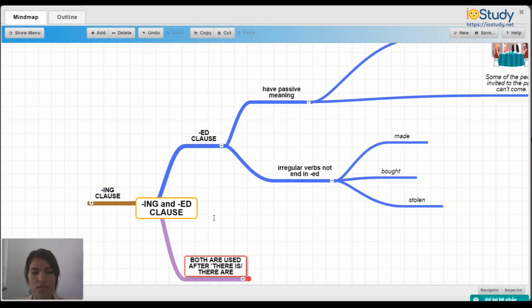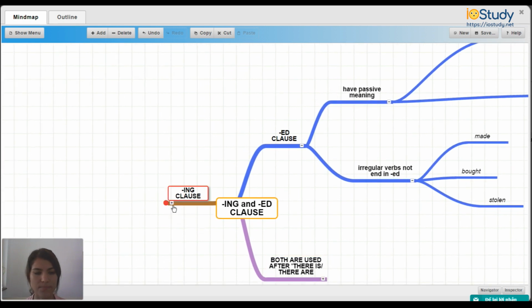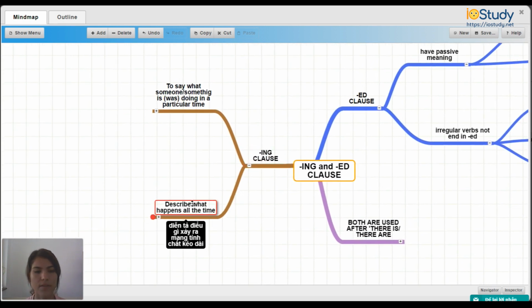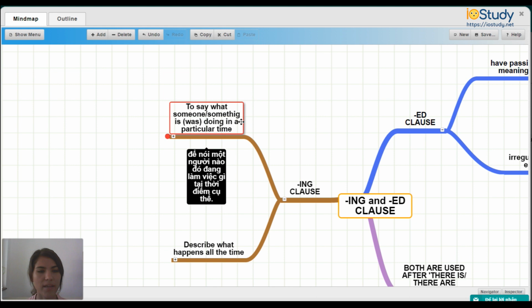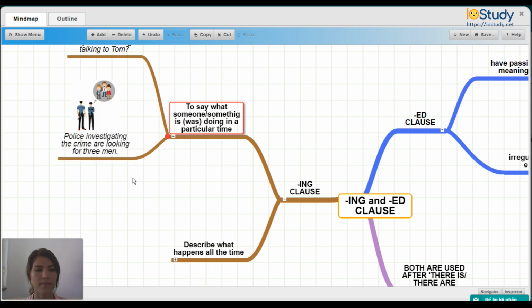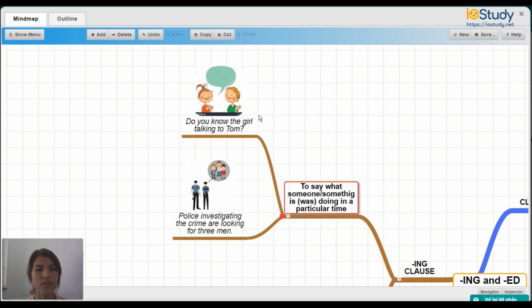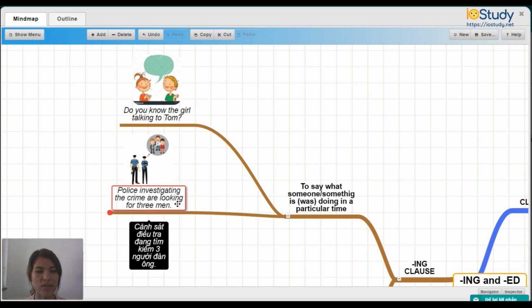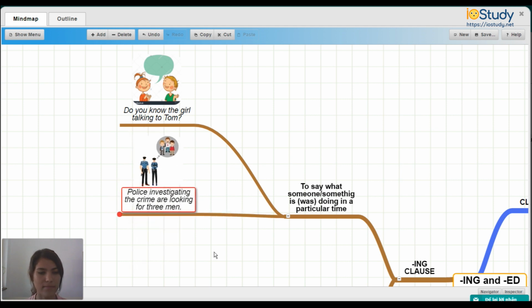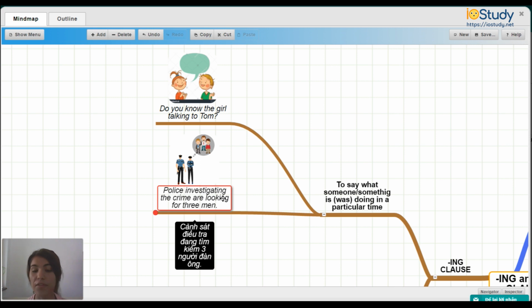Okay, so now let's go to the ing clauses. So we use an ing clause to say what someone or something is or was doing in a particular time. So for example, do you know the girl talking to Tom? And police investigating the crime are looking for 3 men. So both of these use ing clauses to say what someone or something is or was doing in a particular time.